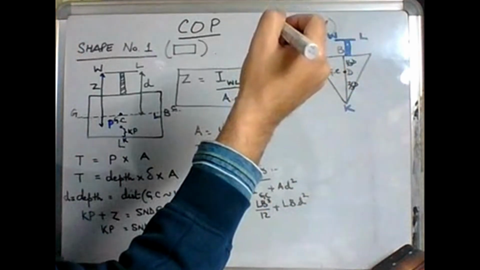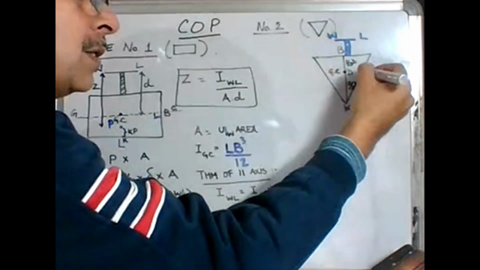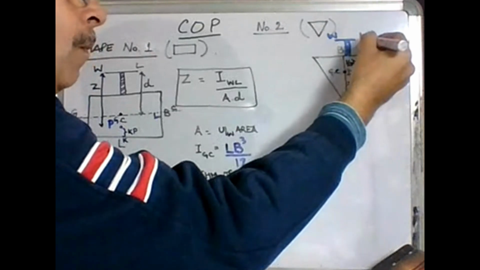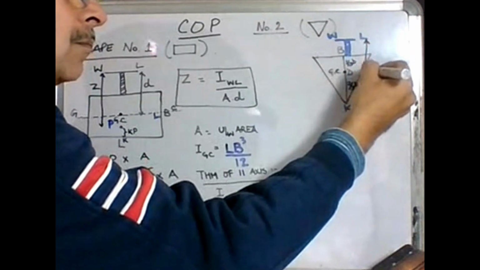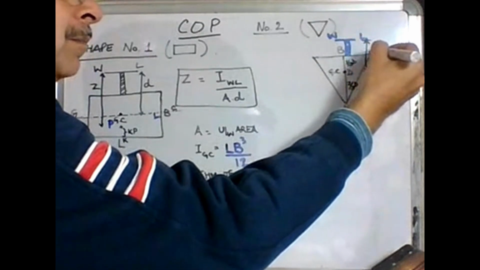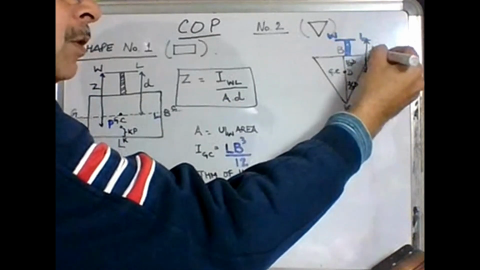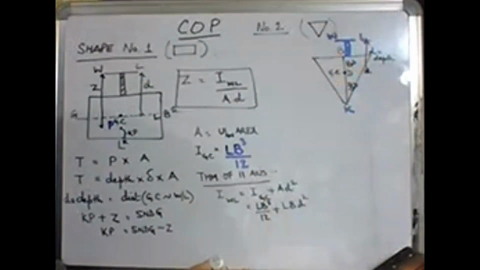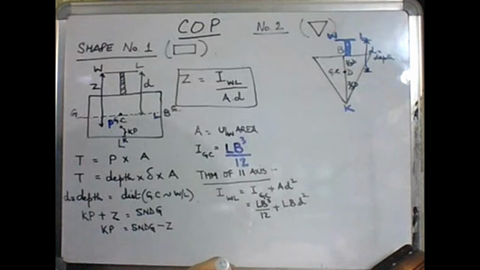The distance of the GC to the waterline is known as what? Small d, which is the depth. Is that correct? Yes, sir. So GC to the waterline is small d, which is the depth.